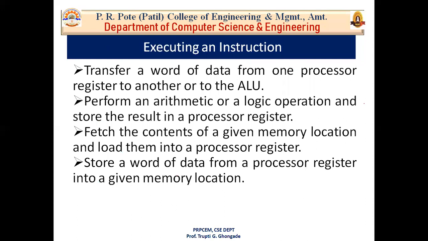Second, perform an arithmetic or logic operation and store the result in a processor register. Processor register means currently we have three temporary registers like Z, Y, and Temp, and after that we can store it into memory. Third action is to fetch the contents of a given memory location and load them into a processor register. Fourth, store a word of data from a processor register into a given memory location.